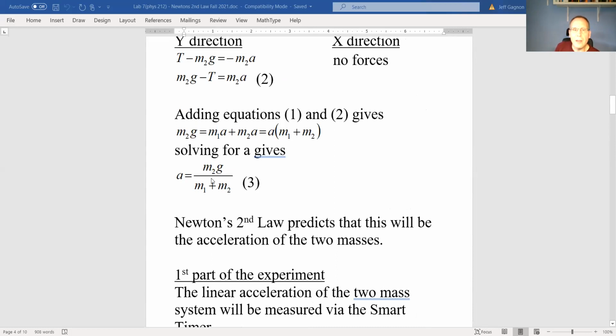So if the suspended mass, M2, stays the same, right? So same value, that's not changing for those two conditions. And g obviously is the same, it's 980. If we increase the mass of the cart, so if M1 becomes larger, what happens to a? What's going to happen to the acceleration, right? So that should help you answer that question.